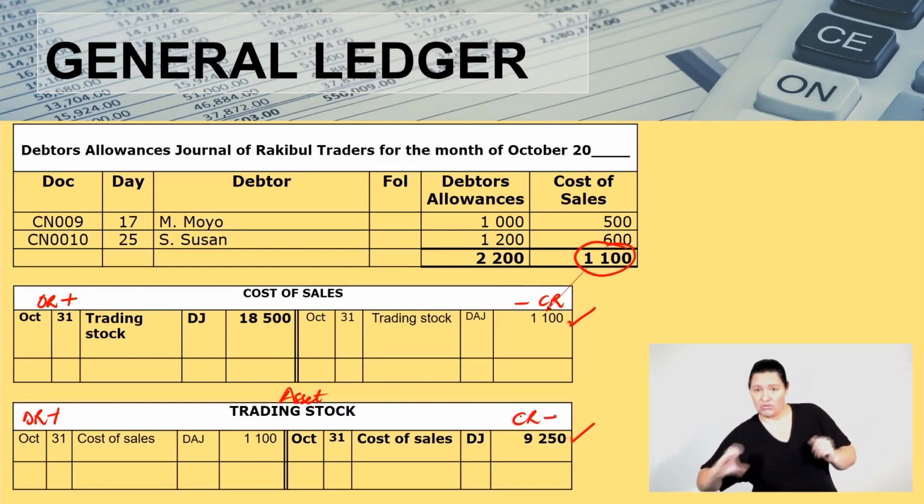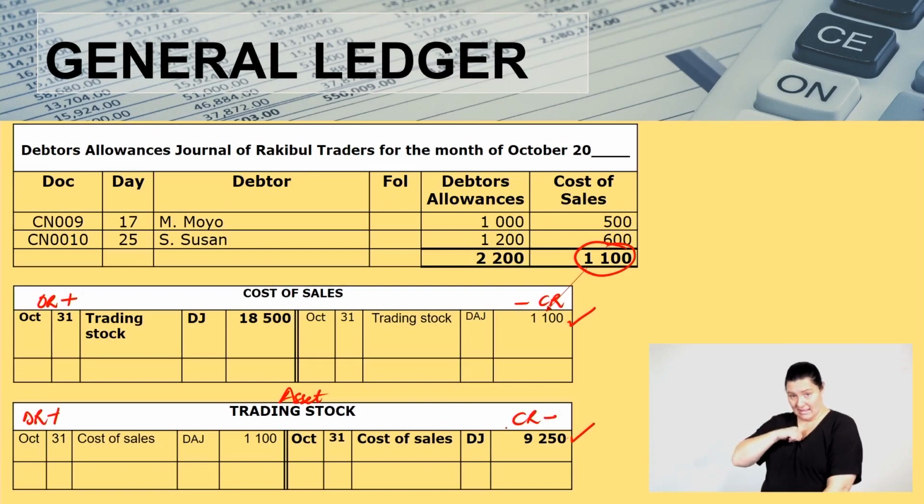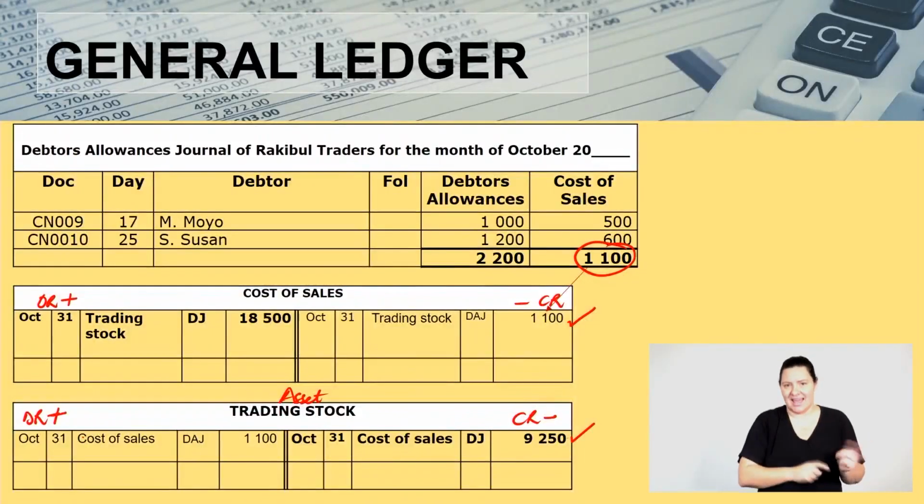So once a debtor is returning goods to us, what is happening to our stock now? Our stock will increase because a debtor is returning goods to us. Hence you see here, I have debited with cost of sales in my trading stock account 1,100. Therefore, we have completed double entry principle.